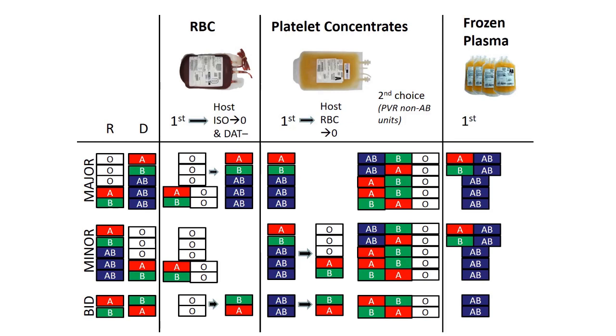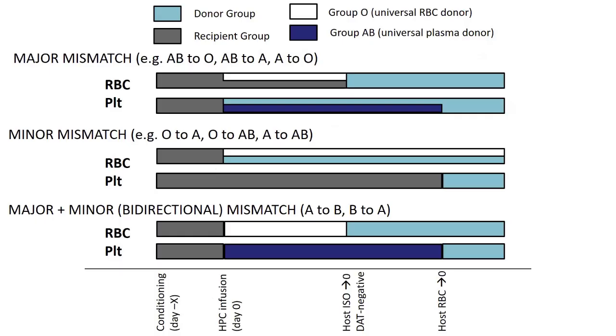For frozen plasma, the common thread running through here is AB plasma, universal plasma, just as universal O red cells are the common thread in the red cell choice. Again, we would not switch over to the donor's plasma type for plasma transfusion until the host erythrocytes have disappeared. There are these theoretical proposals for how to support major, minor, or bidirectionally mismatched transplants depending on what phase a person is in.